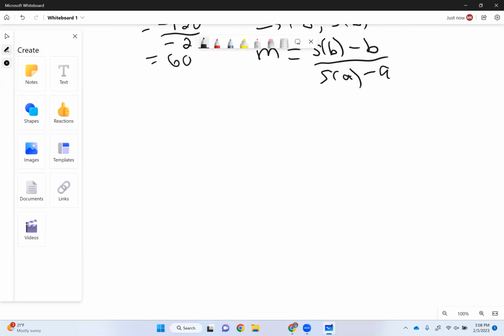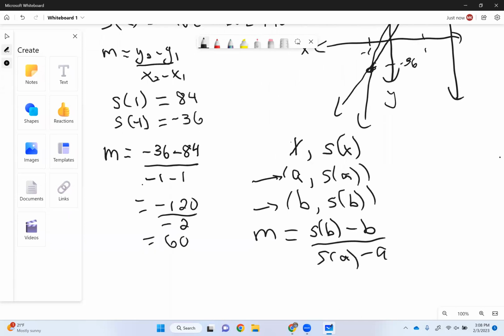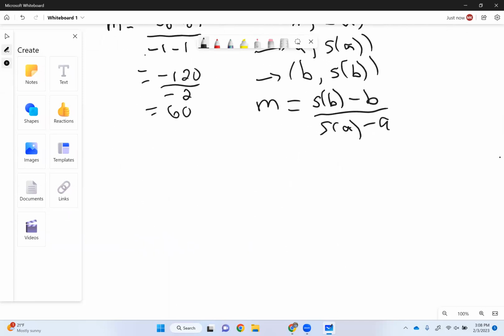Hallelujah. All right, so there's our graph. All right, and that would give us the slope value. Now we know we have one point that's a comma s of a, and we have another point that's b comma s of b.